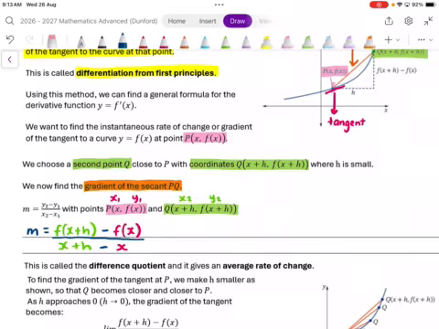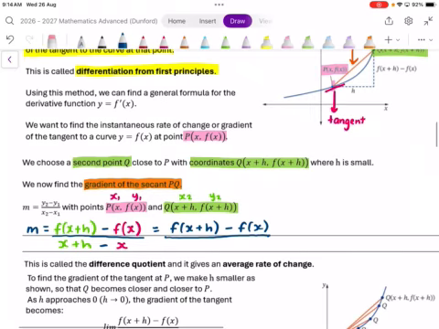Now we can tidy this up a little bit. Nothing tidies up in our numerator. We'll just get f of x plus h minus f of x. But on our denominator, what is x plus h minus x? It's just h. Okay, so this gradient of these 2 points, where we don't know what we've added on to find our other point, our h, is called the difference quotient, and it gives us an average rate of change.